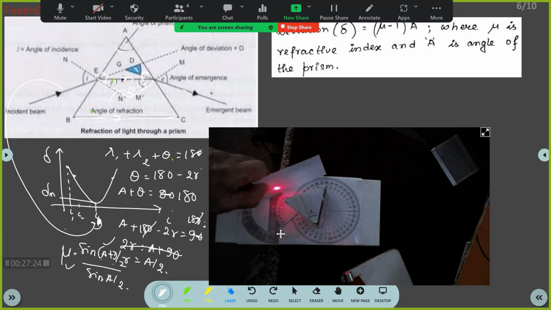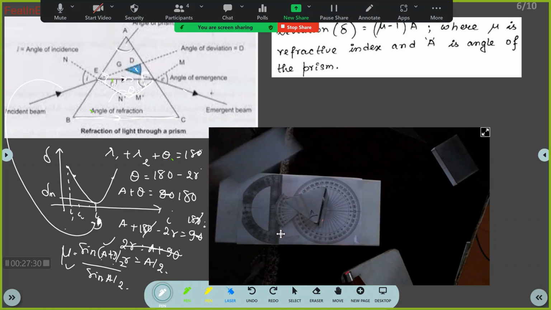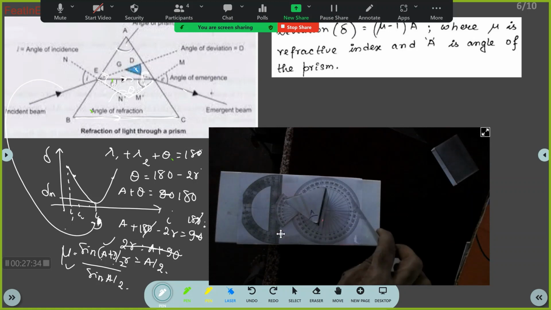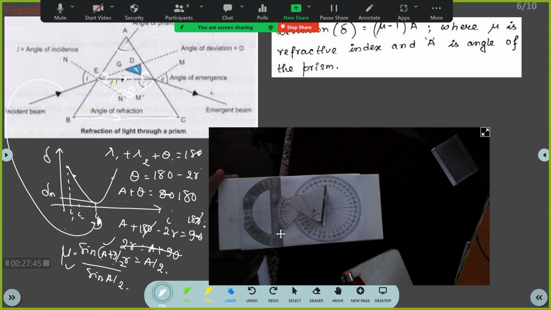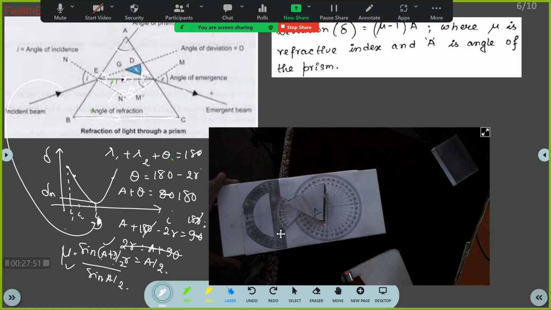Now see, what am I doing? I am increasing the angle of incidence. I hope you can see this. This is the angle of incidence. There is a line here which is perpendicular to the prism. Yes, sir. So this is the angle of incidence. Now you see, it is almost skimming.